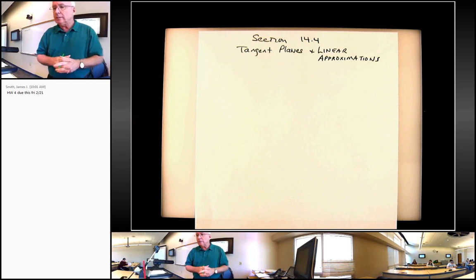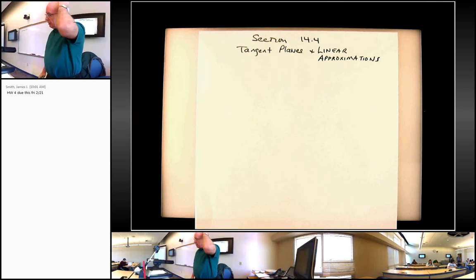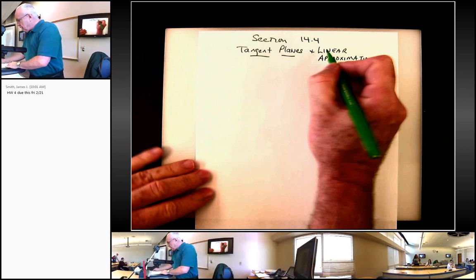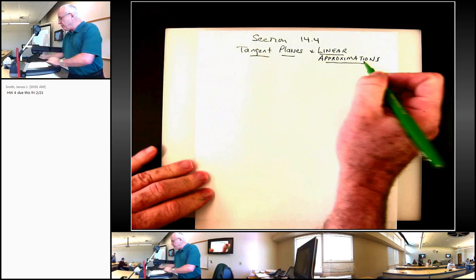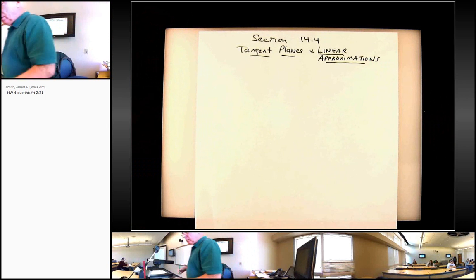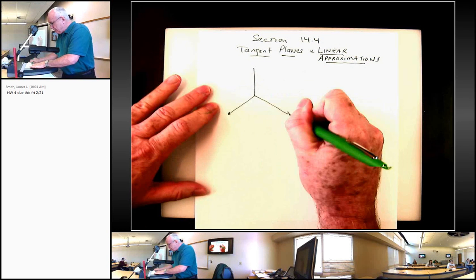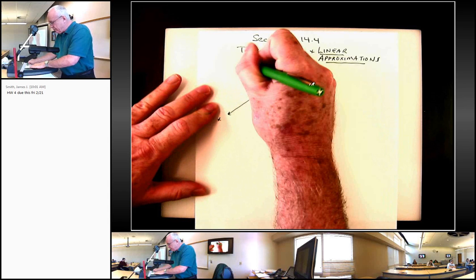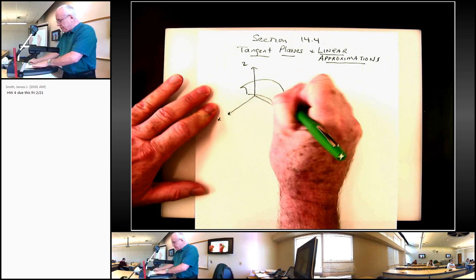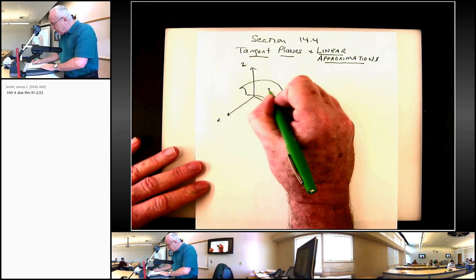So we're just going to continue this section 14.4. We're talking about what's called a tangent plane, and then we're going to see how this tangent plane can provide us with an approximation for the value of the function. So, again, let me do a little drawing here, x, y, and z, and so let's have some kind of surface here. This is our surface, and let's put a point P on the surface.